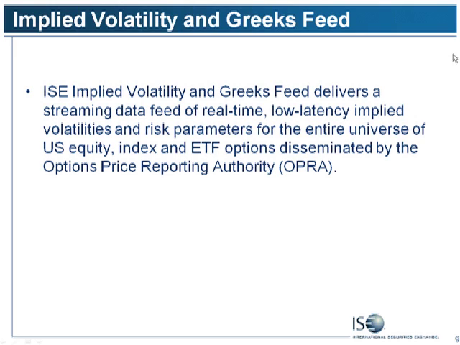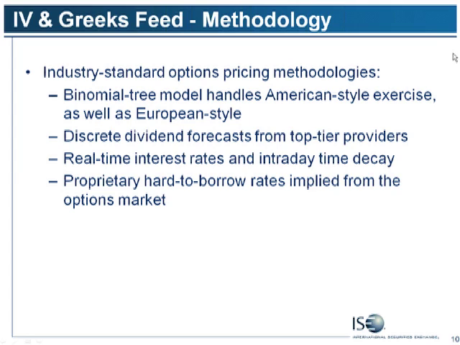So the ISE Implied Volatility and Greeks feed is a streaming data feed of real-time low-latency implied vols and the risk parameters. Importantly to note, it's all of Opera, even though this is an ISE offering. This is covering all of the options in Opera. It includes adjusted options, those that have gone through a corporate action adjustment, that have potentially deliverable basket, multiple securities, cash deliverable, non-standard units, multipliers. So we cover all of the options that are in the Opera feed.